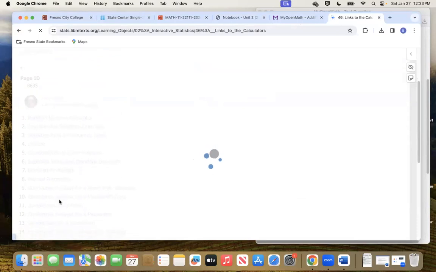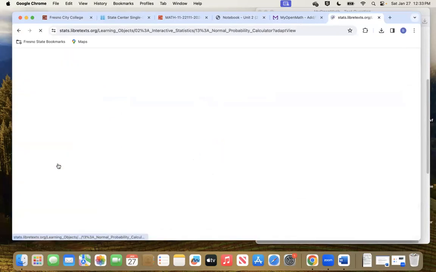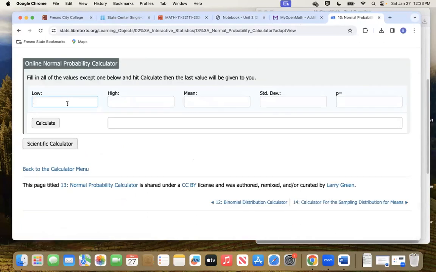So come in here, you got to choose the normal probability calculator, number 8. Normal probability. Okay. The low, what was it? 188. The high was 6.9, basically infinity. The mean, what was the mean? 191, the average male hand length, 191 millimeters.